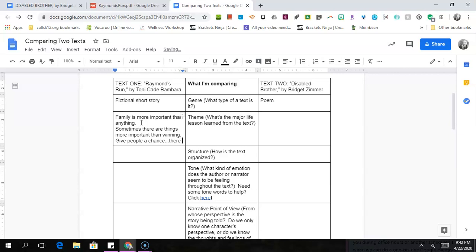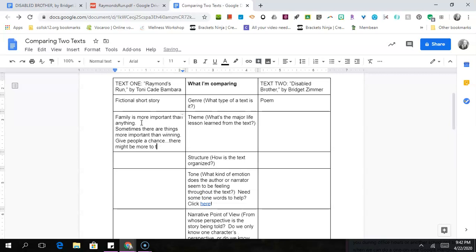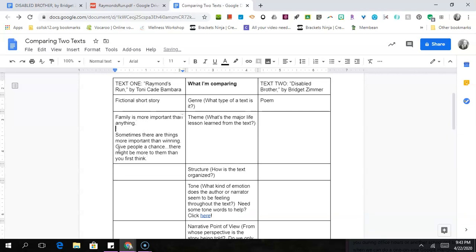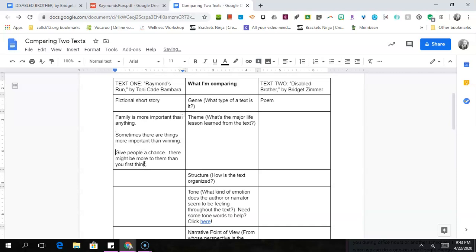There might be more to them than you first think. And that I'm thinking about Squeaky and Gretchen and their friendship. So those are a couple of themes I might think of for the short story.